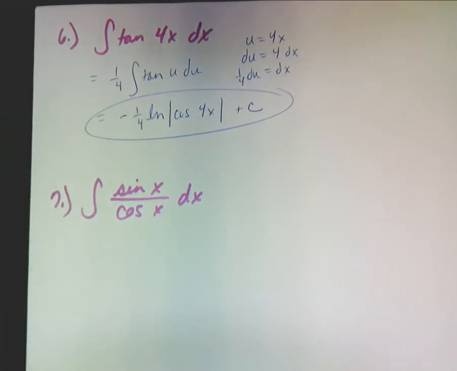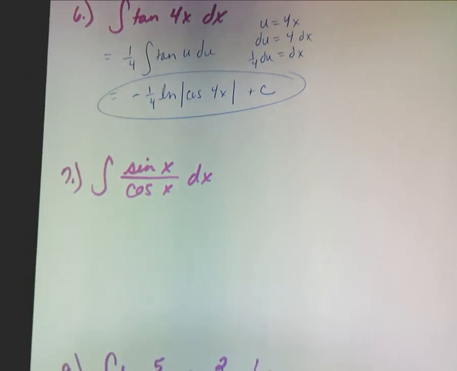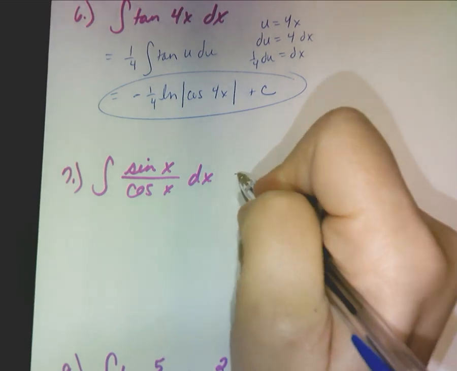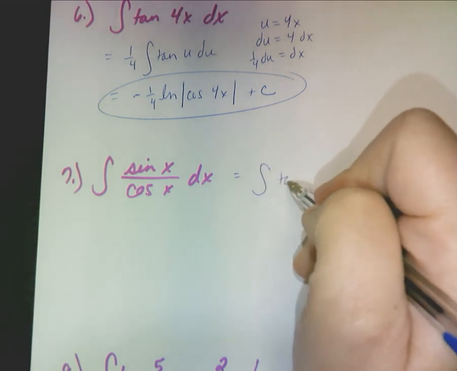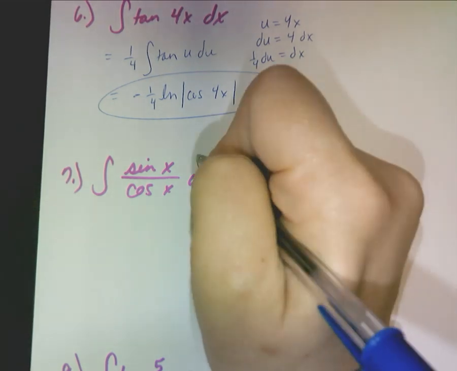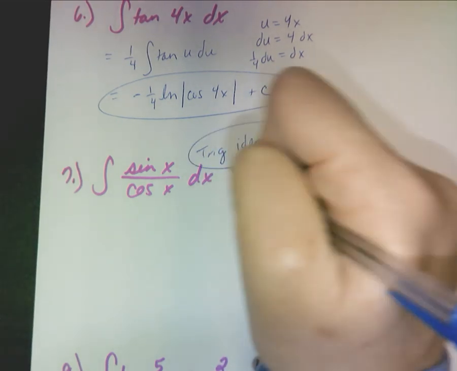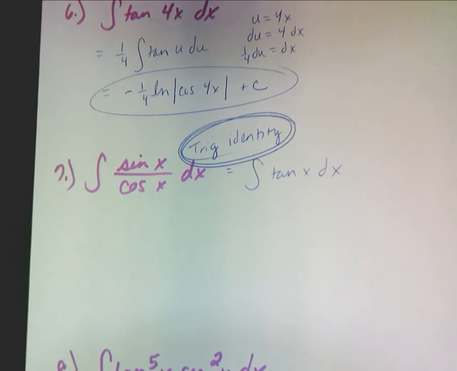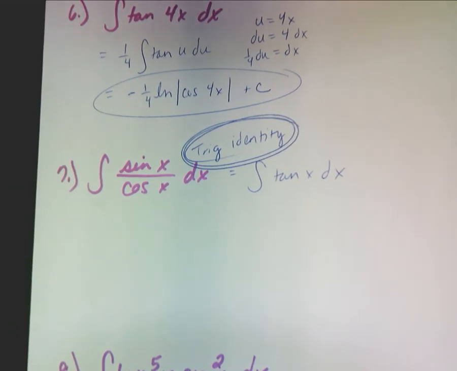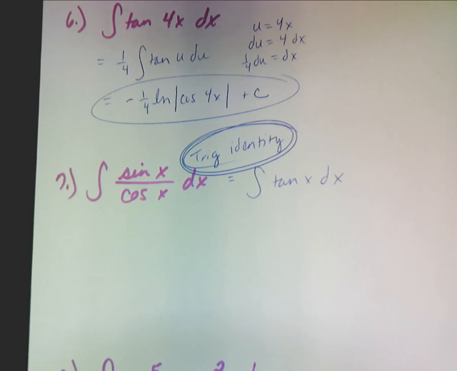Easy peasy. All right, let's do this one. Integral of sine over cosine. So what is sine over cosine, everybody? You remember what sine over cosine is? Yes, it's just tan. It's a trig identity. If you have a trig identity, you might as well try to find it and rewrite, because again, it's easier to integrate something simpler than that.